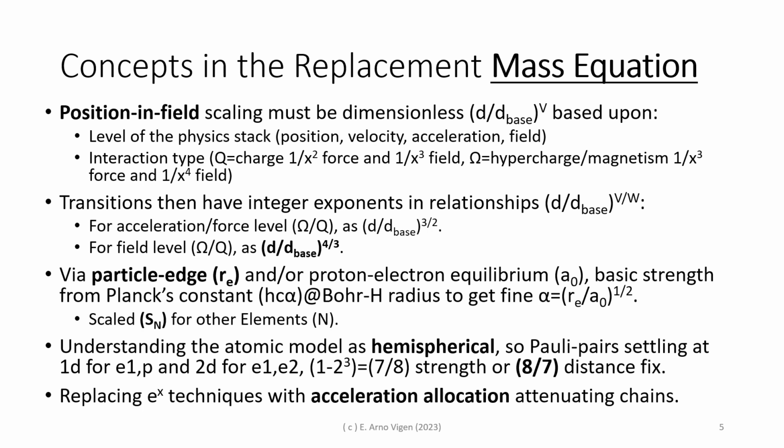Now, if we have charge, which is radial electrostatic force, the force is at 1 over distance squared, and the field is at 1 over distance cubed. Now, if we have hypercharge or magnetism, the force is at 1 over distance cubed, and the field at 1 over distance to the 4th. So now I have fields at 1 over distance to the 3rd and 1 over distance to the 4th. And the comparison of those two would be radius times the 4/3. I now have a concept for the replacement of that, which is our current error correction.